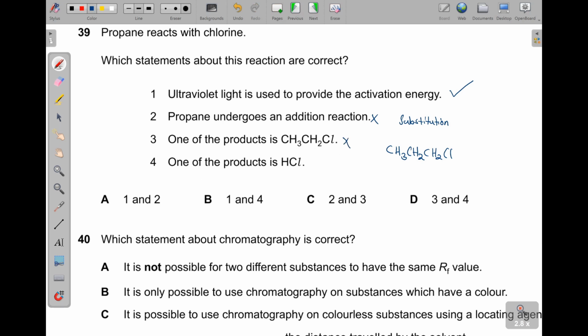And then the fourth one of the products is HCl. Yes, one hydrogen atom has been substituted. And then remember, when chlorine is broken down under UV light, it produces 2 radicals. So one chlorine radical will react with the propane to produce this one, and then another chlorine radical will react with this hydrogen, and they give you the HCl. So this one is also correct. So the answer has to be with options 1 and 4, which is a B.